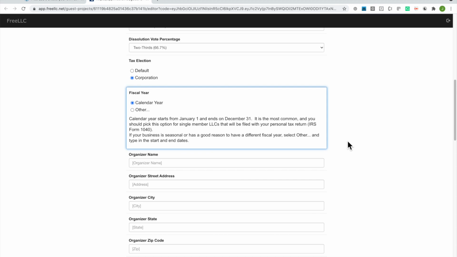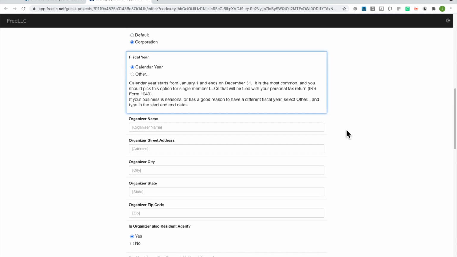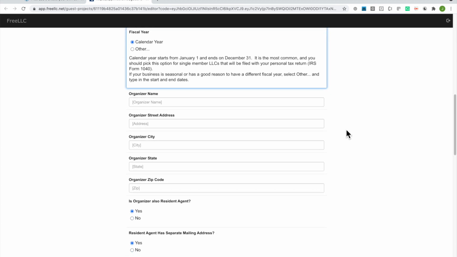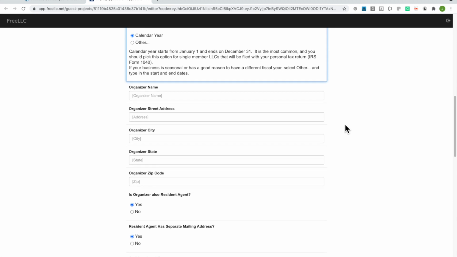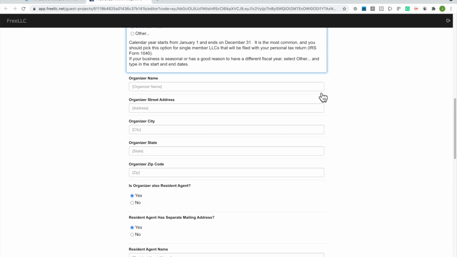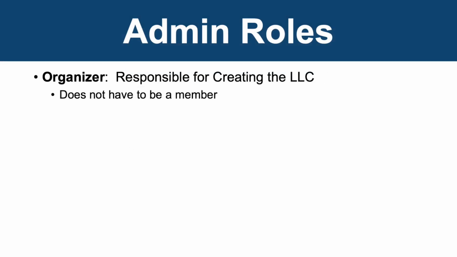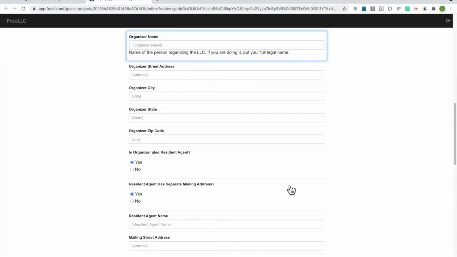And now you've made most of the material decisions. Most of what's left is putting in the personnel information. There are some special clauses that I'll hit near the end. So organizer is the person who forms this LLC. It can be anyone really. It doesn't have to be a member. And if the state accepts or rejects your application, that's the person they'll reach out to.